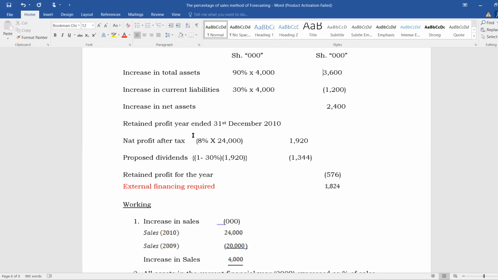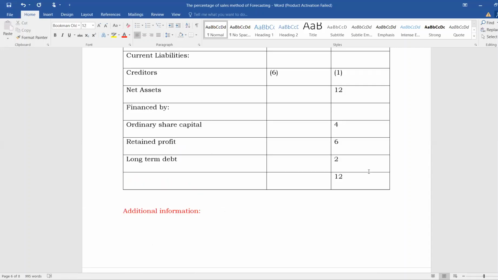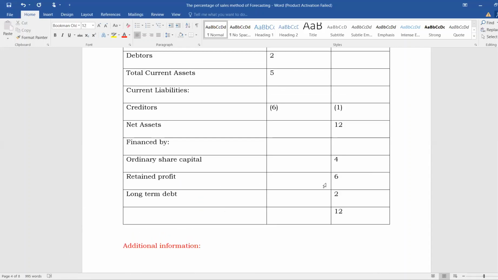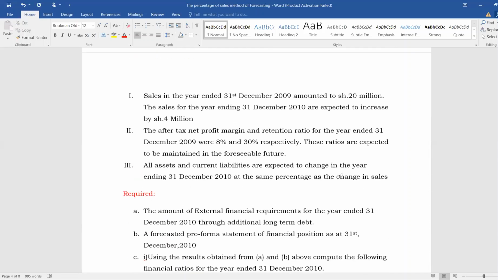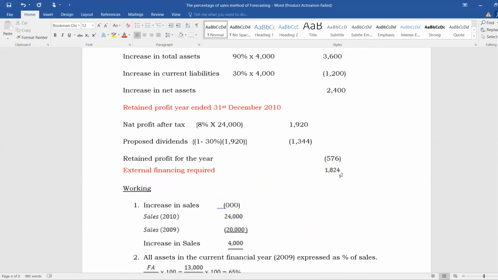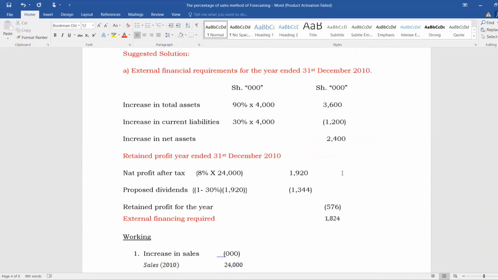We check retained earnings for the year ended at 1st December 2010. Remember, the method is based on the assumption that the firm cannot go to their reserves. Do they have reserves? Ukiangalia hiyo balance sheet, the current year, si kuna reserves, si ndio hii? Ya 6 million. Kuna existing retained profit. Sasa, they cannot go in and finance from there. What they need to do is check how much to be retained at the end of the forecasting period.